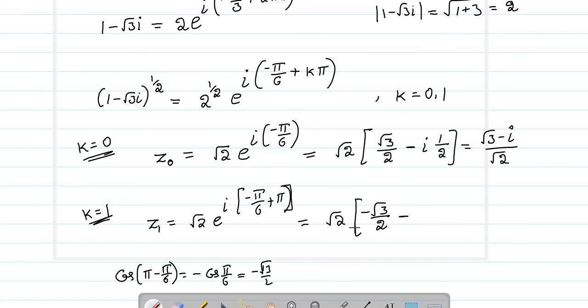Whereas plus I into sine of pi minus pi by 6. You're in the second quadrant, so this is positive. And sine of pi by 6 is going to be 1 by 2. So this will be minus root 3 plus I by root 2. Okay. So this is how you can find the square roots of 1 minus root 3i.